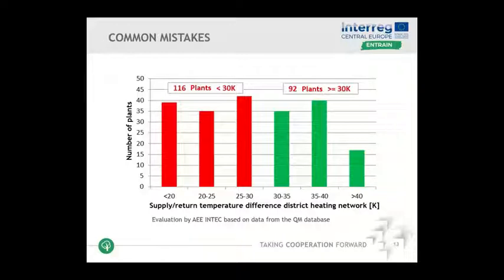This is an evaluation we did from data from this database I mentioned before. And of course, it would be good for the plants to have this as high as possible, but of course not too easy to achieve. So yeah, this is also something that can be improved steadily through operation and during the life of a plant.